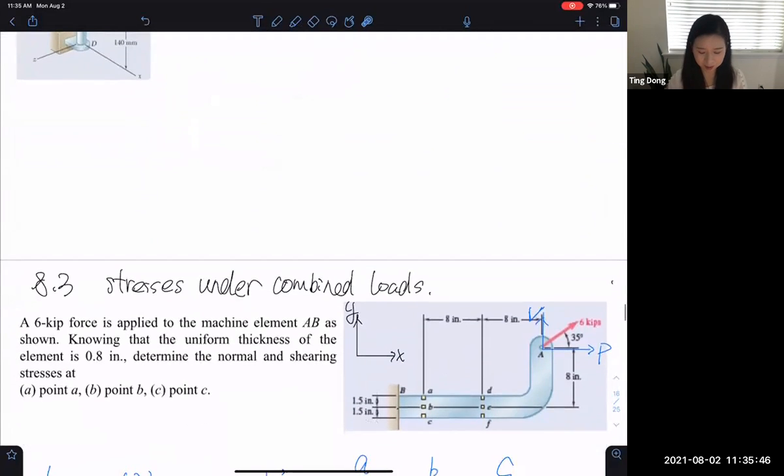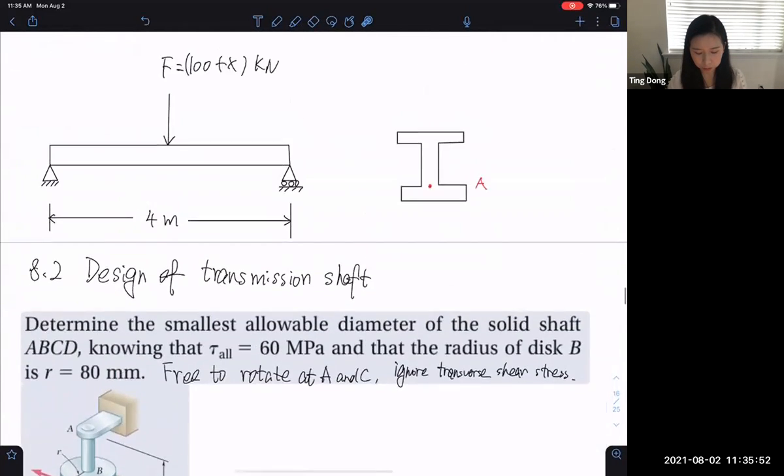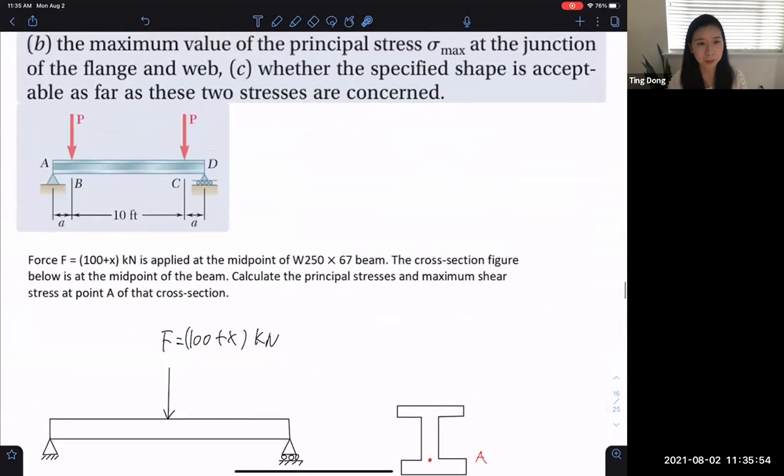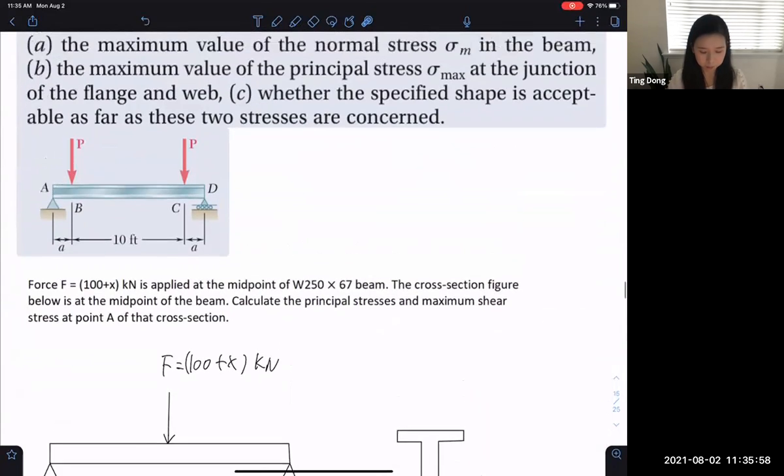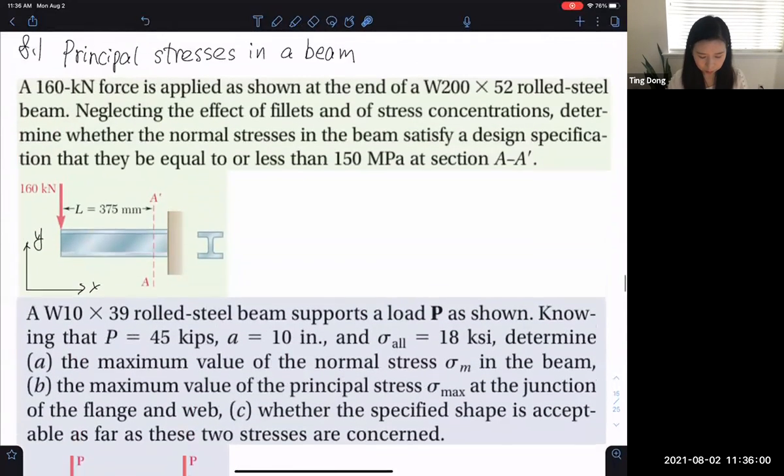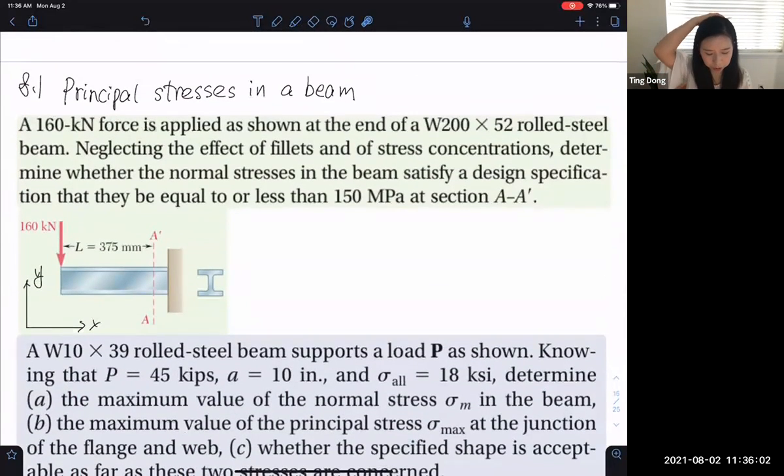I would say that the ultimate goal is section 3. We put everything together, but the first two are just like baby steps, to understand them separately. So the first one is calculating the principal shear stress in a beam.